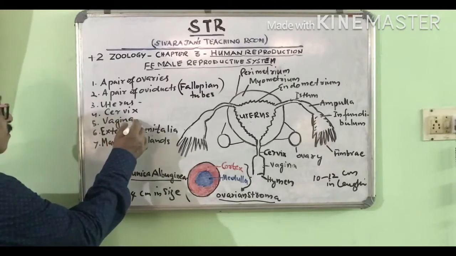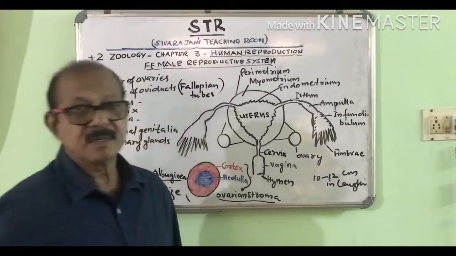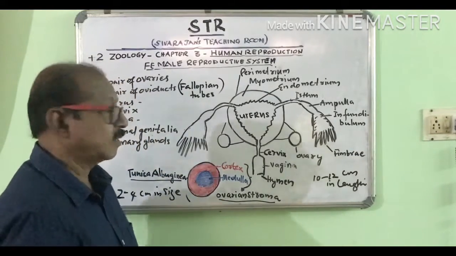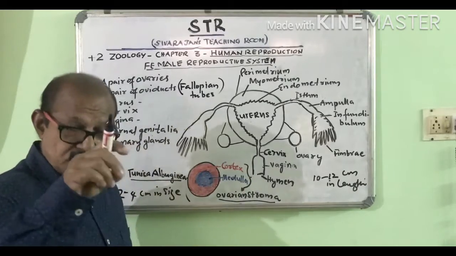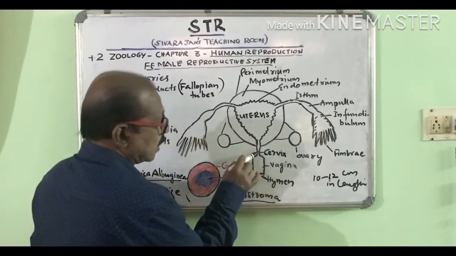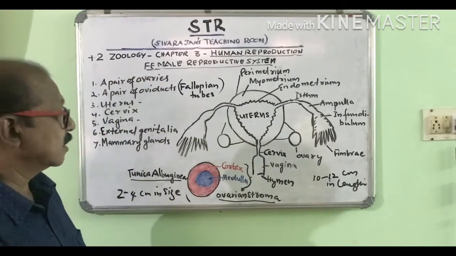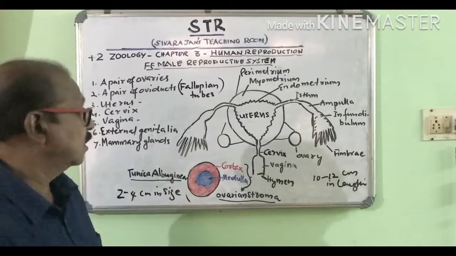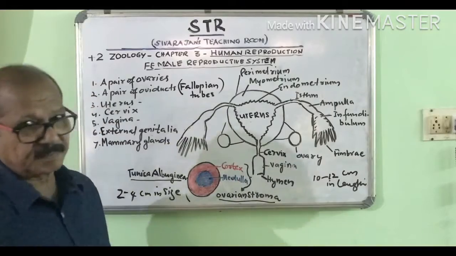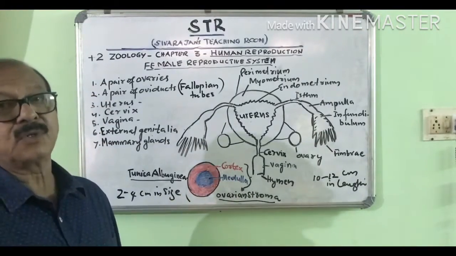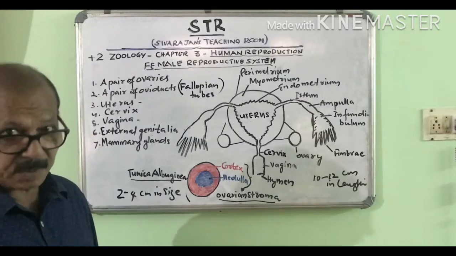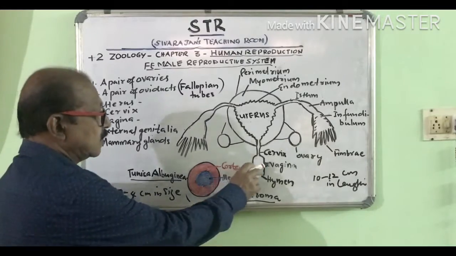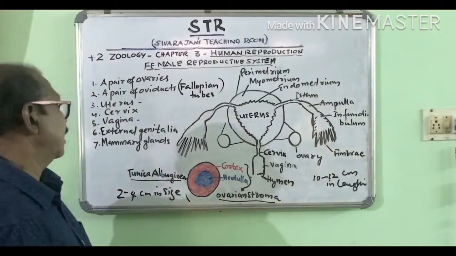And the vagina is the broad tubular opening that opens towards the outside. The cervix and the vagina together are called the birth canal, because it is through this tubular structure that the baby is pushed out during parturition, or what we normally call delivery. So what makes the birth canal? The cervix and the vagina together make the birth canal.